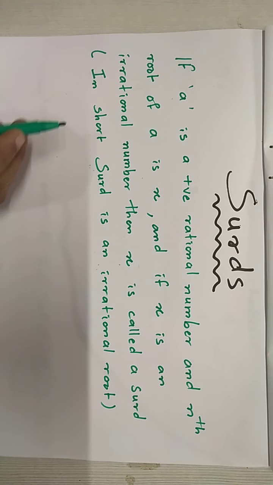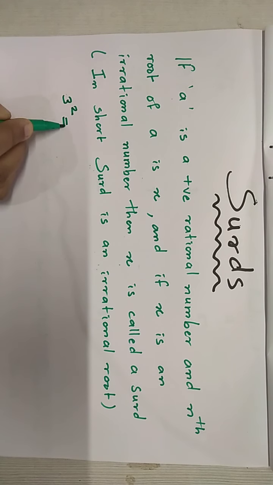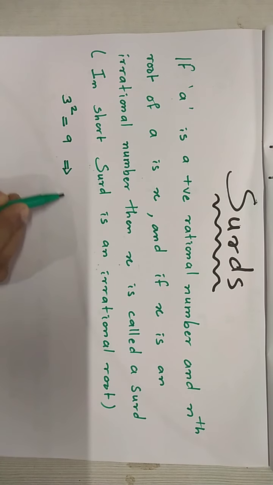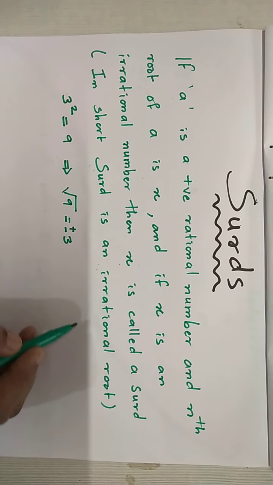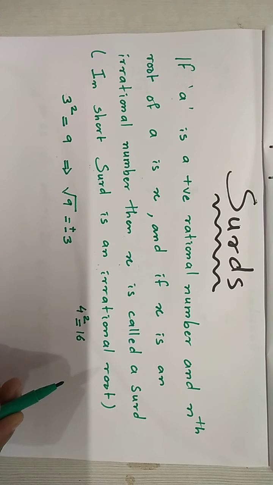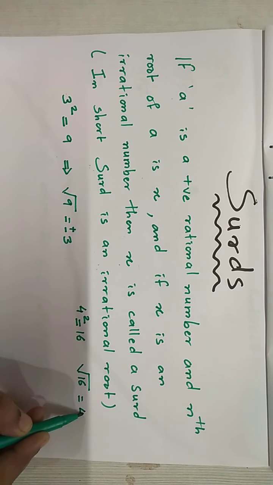For example, we know that 3 squared is 9. That means the square root of 9, the answer will be 3, and we know that there can be two square roots, positive and negative. Similarly, we know that 4 squared is 16. So if I have to find the square root of 16, the answer will be 4.